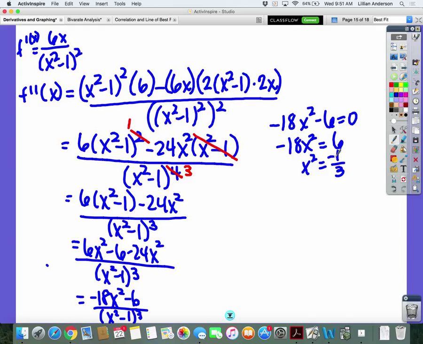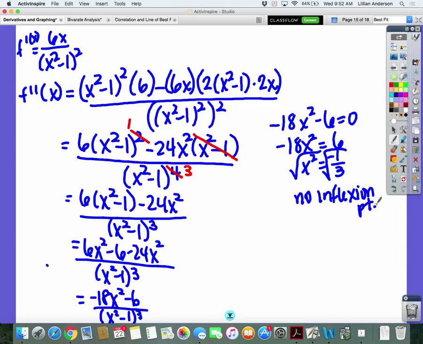Can you take the square root of a negative number? You can, but you're not going to get a real number, are you? It's going to be imaginary. Do we graph imaginary numbers on the xy axis? No, we don't. So when we take the square root, it's going to give us no inflection point, because in order for there to be an inflection point, there has to be a real value when you set the second derivative equal to 0.